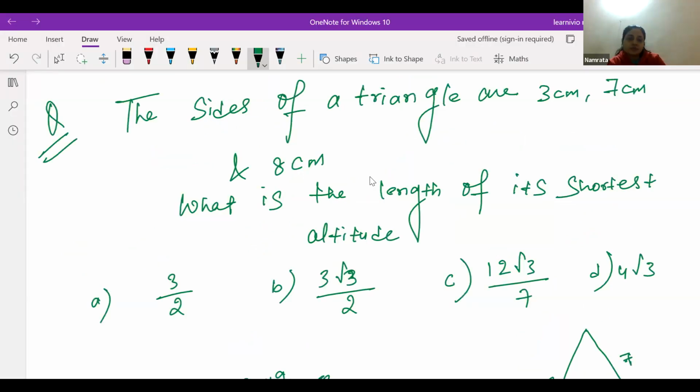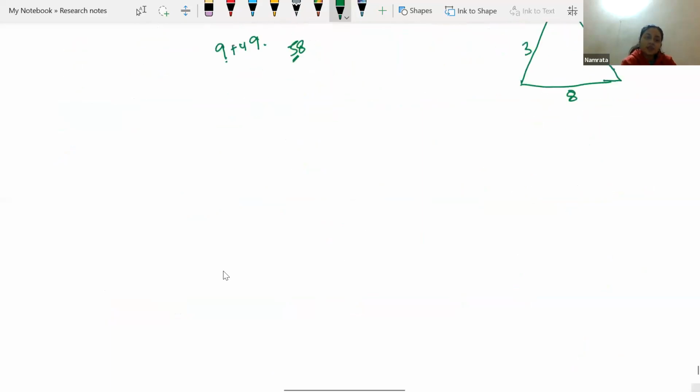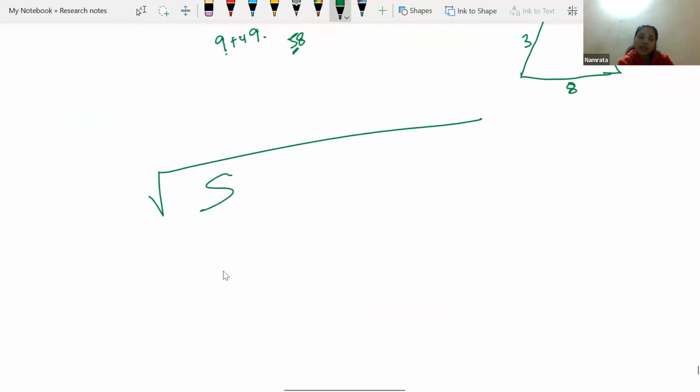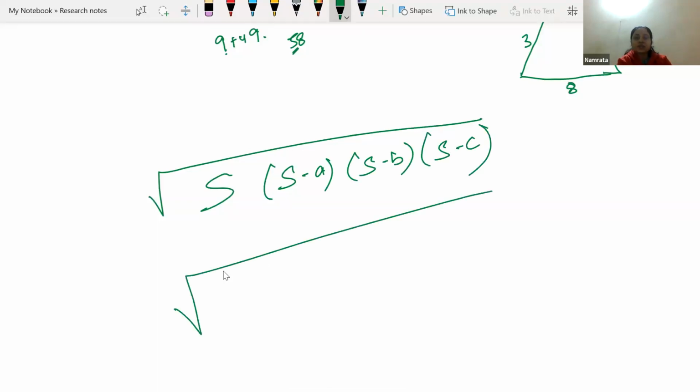Are you done with finding the area by using Heron's formula? Have you done under root s minus a, s minus b, s minus c quickly? What are you getting?